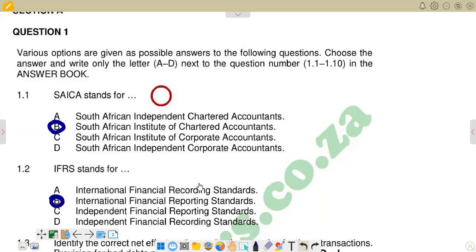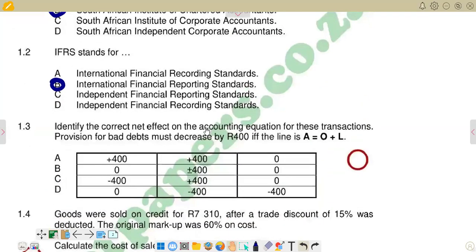Go to the next one, which is 1.3. It reads: identify the correct net effect on the accounting equation. This transaction is: provision for bad debts must decrease by 400. And the equation that you are given is assets equals equity plus liabilities. So out of this transaction, we are going to identify which elements of the accounting equation are being affected and how. Is it going to be an increase or decrease in terms of elements, a plus or a negative, an increase representing a plus, and a decrease representing a minus.